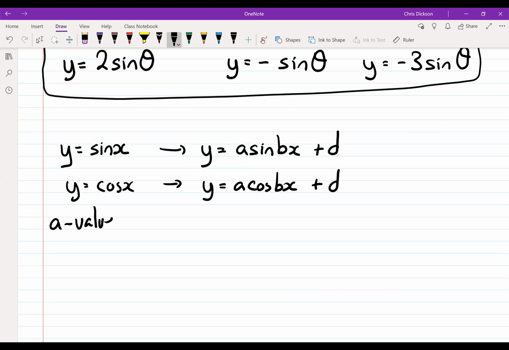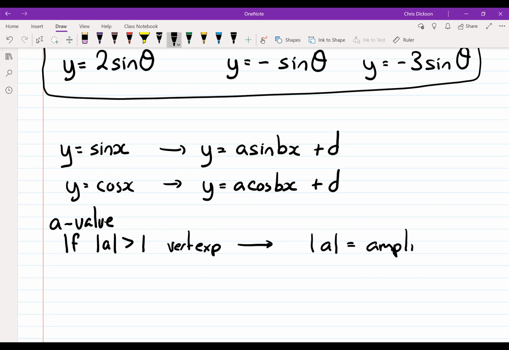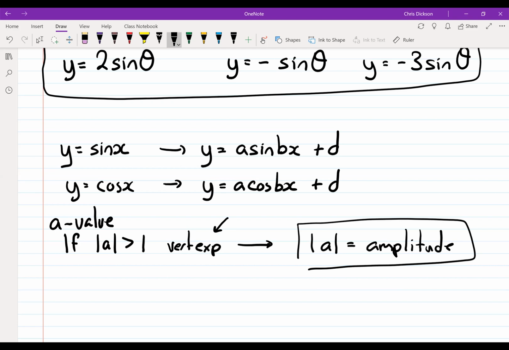And so if the absolute value of a is bigger than 1, then we get this vertical expansion. But more importantly for this unit, the absolute value of a equals the amplitude. And I'm going to show you why that's more important than knowing this, because that's what we learned in chapter 1. But I think if you know the second part of it, you're going to find that much more useful to graphing these functions.